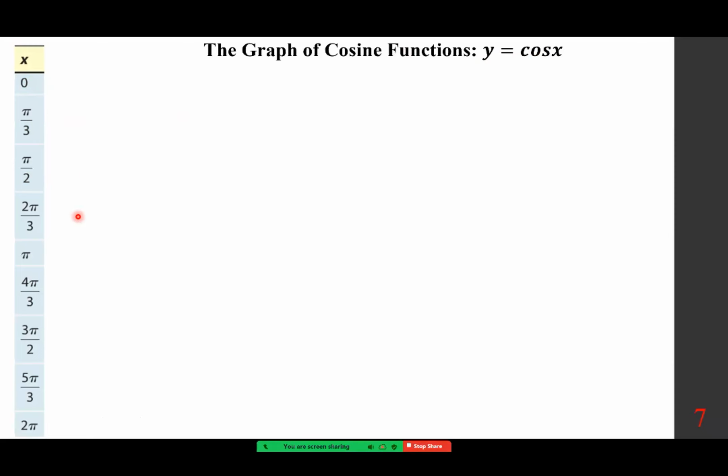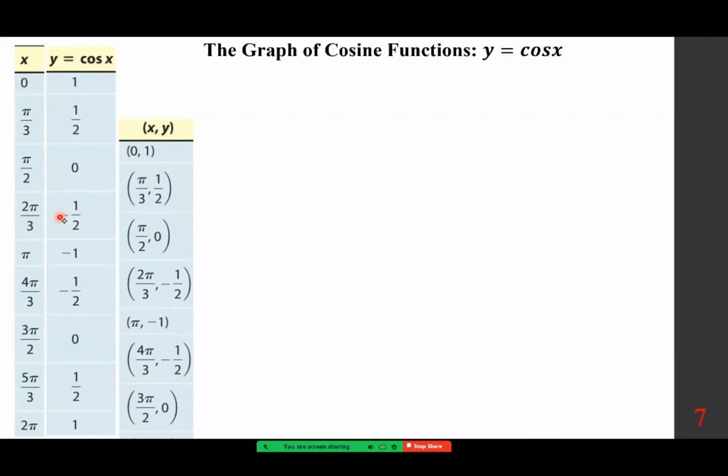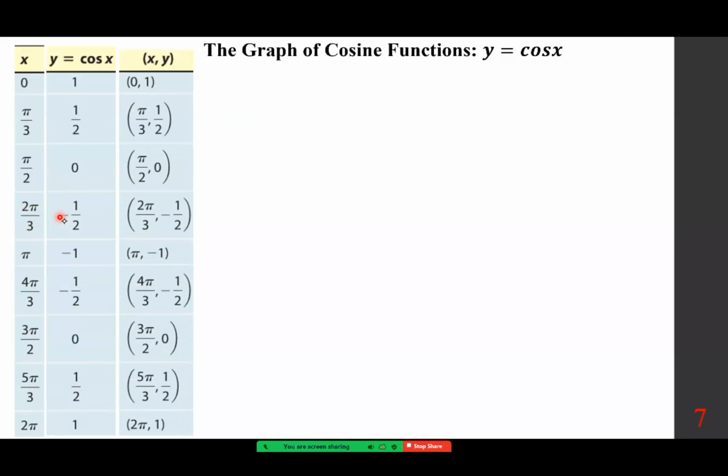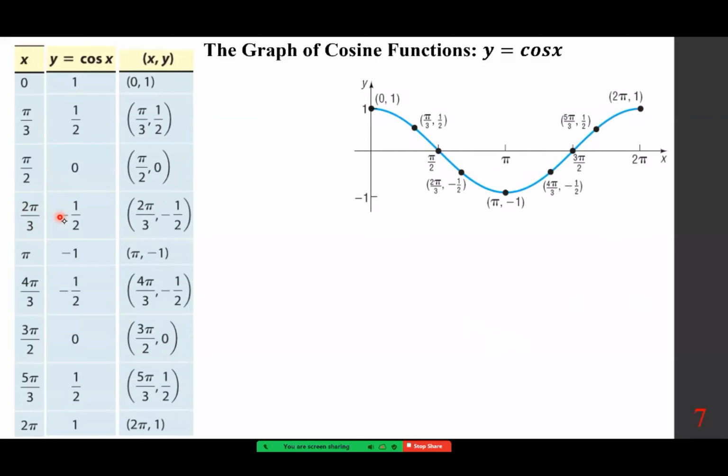So pi over 2, 0. 2 pi over 3 is negative 1/2. Remember, the reference arc for 2 pi over 3 is the same as pi over 3, so the value is the same magnitude. You have to figure out the sign in the second quadrant. Cosine is negative. So 2 pi over 3, negative 1/2, and the rest of them follow. So we have those, and all you have to do is plot the pairs and go from 0 to 2 pi.